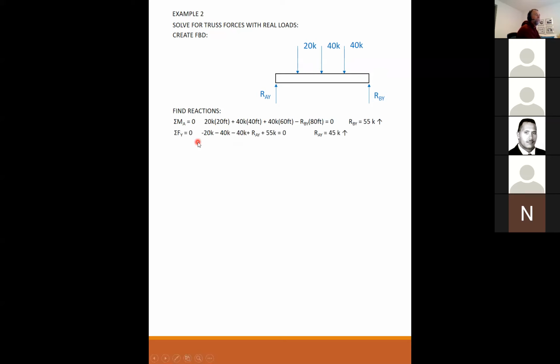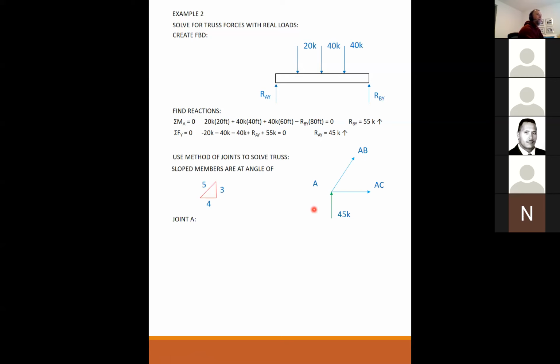And summing the forces in the Y direction, I get 45 kips on the RAY. So at A, I have 45, at B, I have 55. As you can see, it's not symmetric. Okay, we're going to do it again. All slope members are still at an angle of 3, 4, 5.